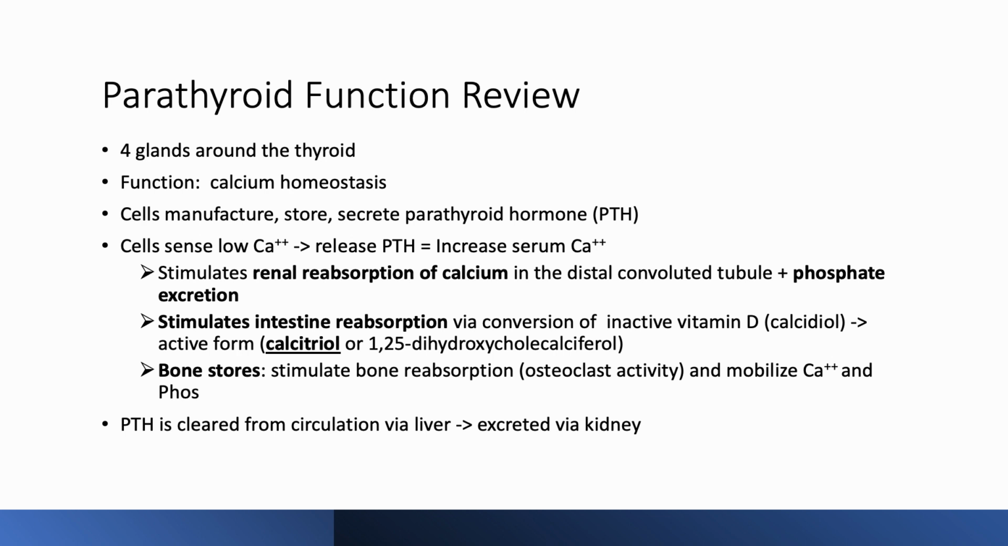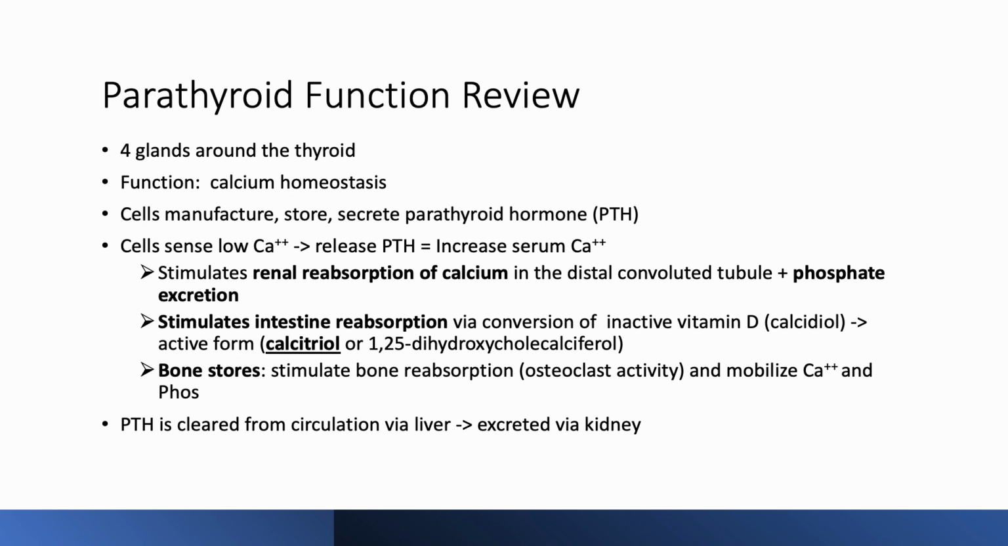So what does parathyroid hormone do? It is the hormone that's secreted when the receptors sense that the serum calcium is low, and it goes out and recruits calcium for the blood. It does this by stimulating the renal reabsorption of calcium. It does this in the distal convoluted tubule, and at the same time it will cause phosphate excretion.